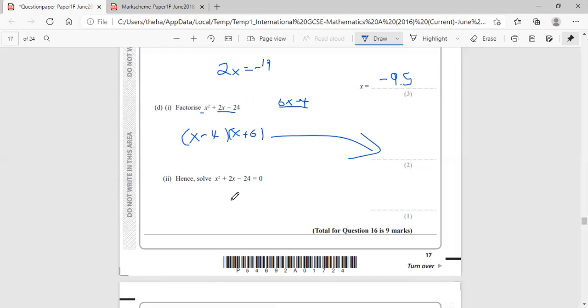So then hence solve this equation. So what you do is you make each of these things equal to 0, and then you just simply bring the integer over to the other side, and you've got your answer. So for this one it's 4, and for the other one it's -6. So we've got 4 and -6. They're our answers. It's quite simple. Make sure you know how to factorize quadratics. It's important.